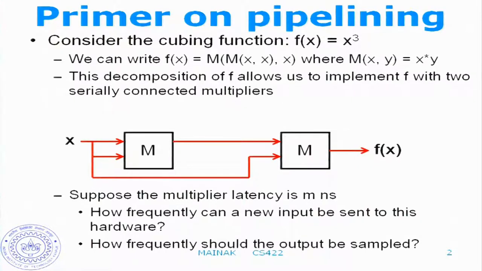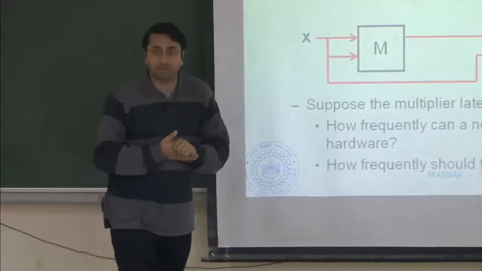So this decomposition of f allows us to implement f with two serially connected multipliers. So this is how it looks like. So first we apply M, and the output of it, we apply M again. So this is clear? Okay. And suppose the multiplier latency is m nanosecond, then the question arises, how frequently can a new input be sent to this hardware? How frequently should the output be sampled?